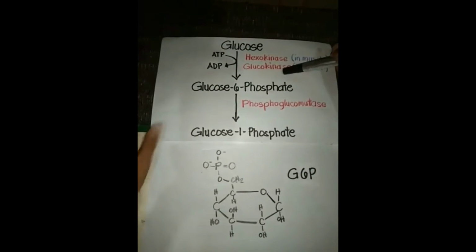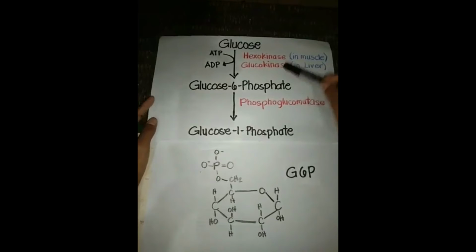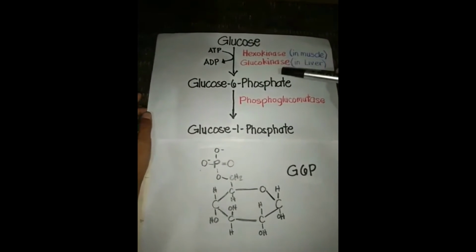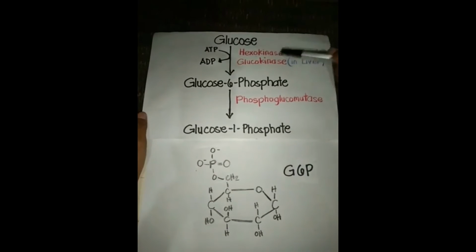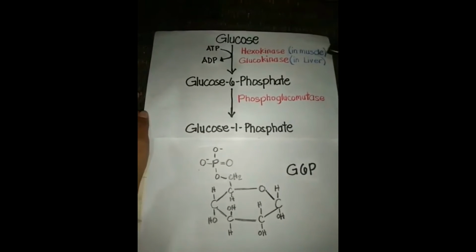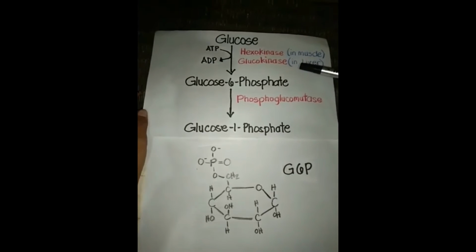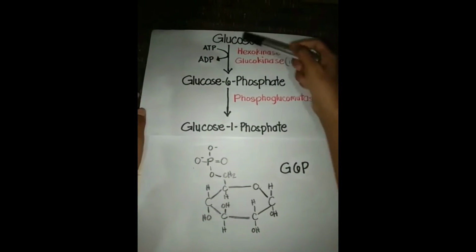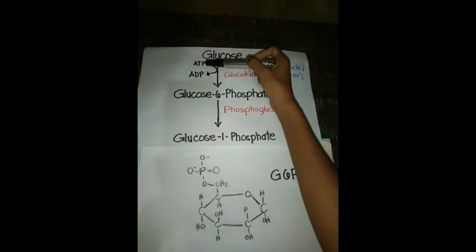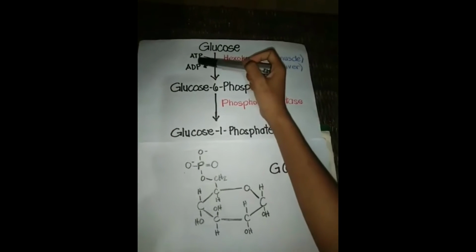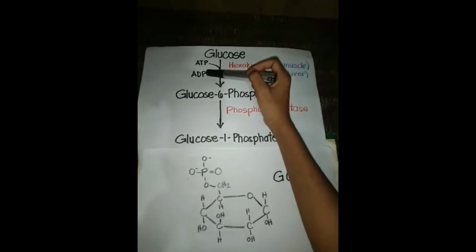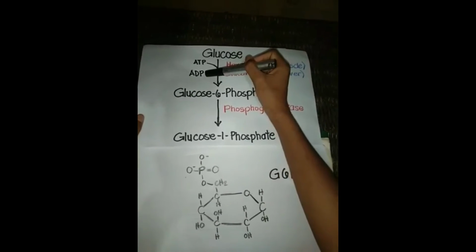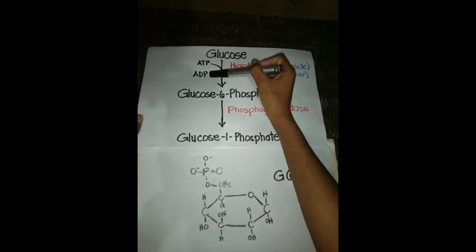Here in this step, if the glucose is present in the muscle, the process is catalyzed by the enzyme hexokinase. And if the glucose is present in the liver, the process is catalyzed by the enzyme called glucokinase. And there is also one molecule of ATP converted into one molecule of ADP, from adenosine triphosphate to adenosine diphosphate.